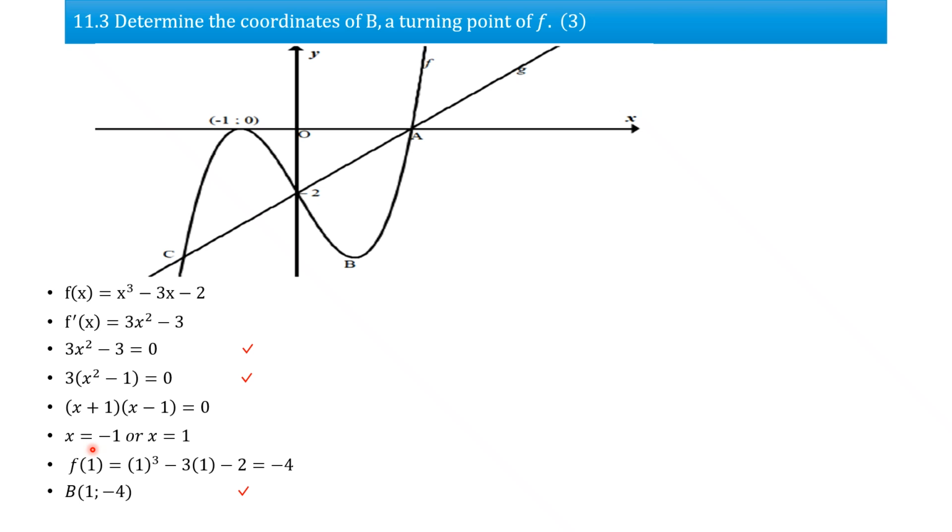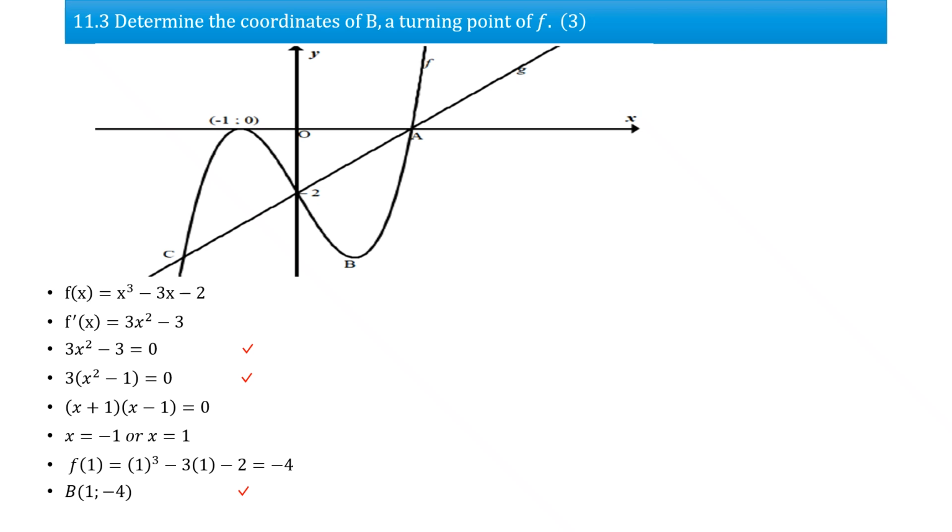So x equals minus 1 or x equals positive 1. There's minus 1, so B is at x equals minus 1. If I put it in the original equation, minus 1 cubed minus 3 times minus 1 gives me 3 minus 2, which gives me negative 4. So coordinates of B are minus 1 and negative 4. So there, 1 mark for equating the first derivative equal to 0, another mark for common factor, and 1 mark for substituting or getting minus 1 and 4 as my coordinates for the turning point, right?